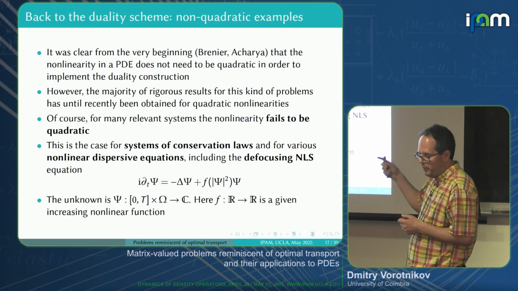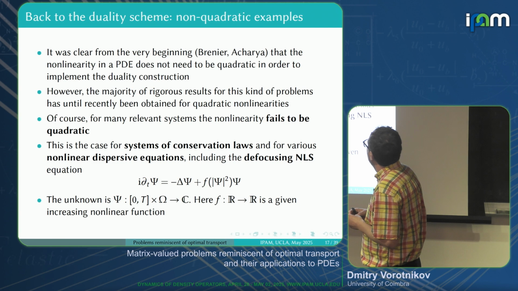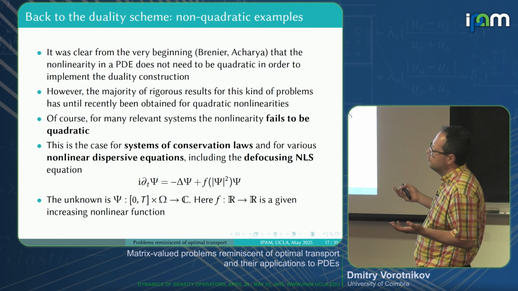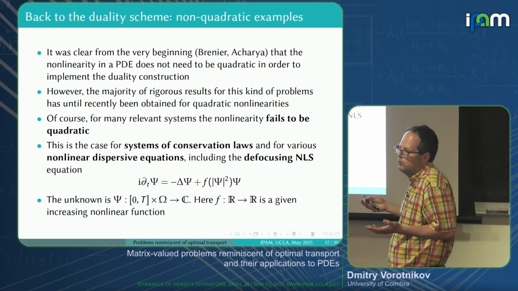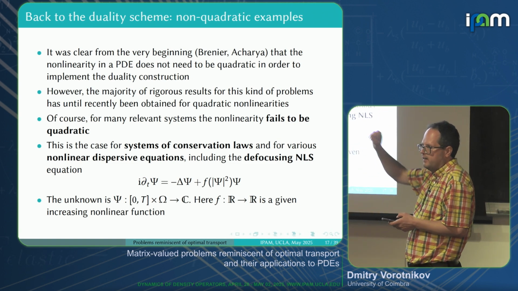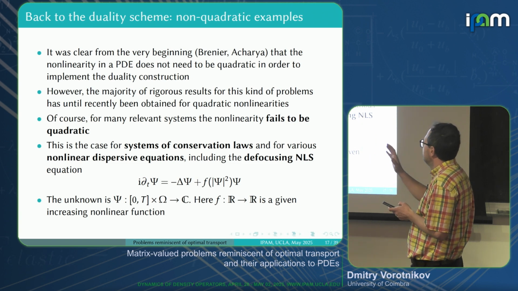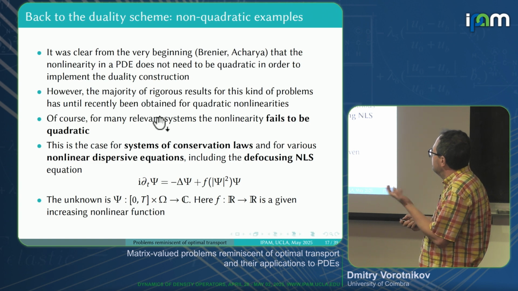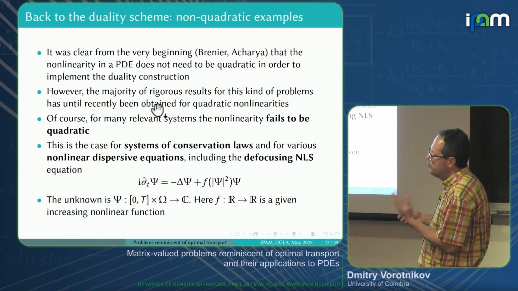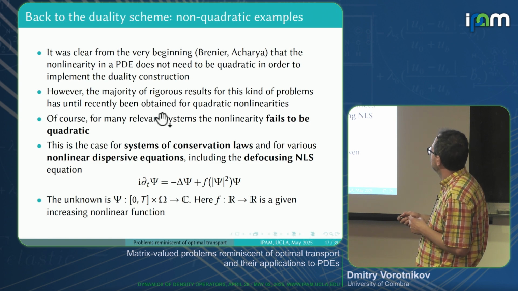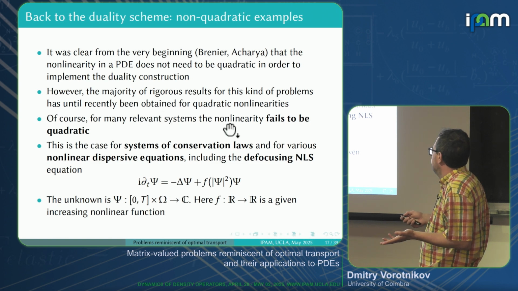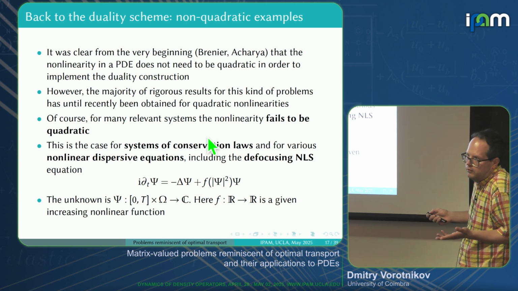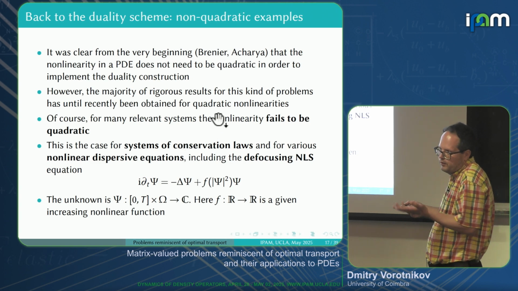Yes, and so let me go back to this duality scheme now. It was clear from the very beginning that nonlinearity does not need to be quadratic. Of course, quadratic is more Wasserstein style. But in principle, the scheme works not only for quadratic nonlinearities, but it's easier to obtain rigorous results if you want to do mathematics for quadratic nonlinearities. But of course, many systems are not quadratic. In particular, systems of conservation laws are not quadratic, generally speaking, if it's not Burgers.